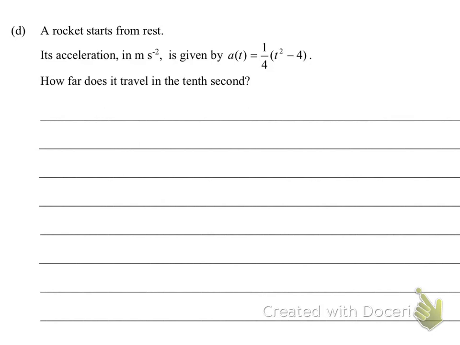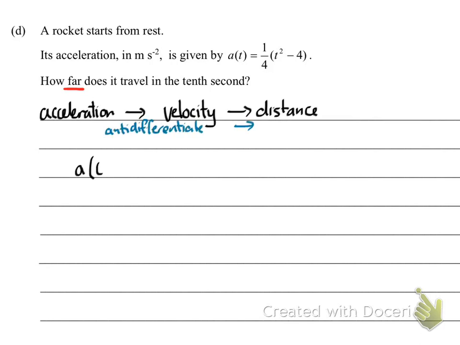This one here, we've got a rocket that starts from rest, and how far does it travel in the 10th second? So we've got acceleration, we want distance. So from acceleration to velocity to distance, we have to anti-differentiate. We have to do it twice. We're going to expand the brackets out for the acceleration. For the velocity, write out your acceleration and add 1 to the power, divide by the new power, and add your constant. But because it's from rest, your constant is going to be 0.